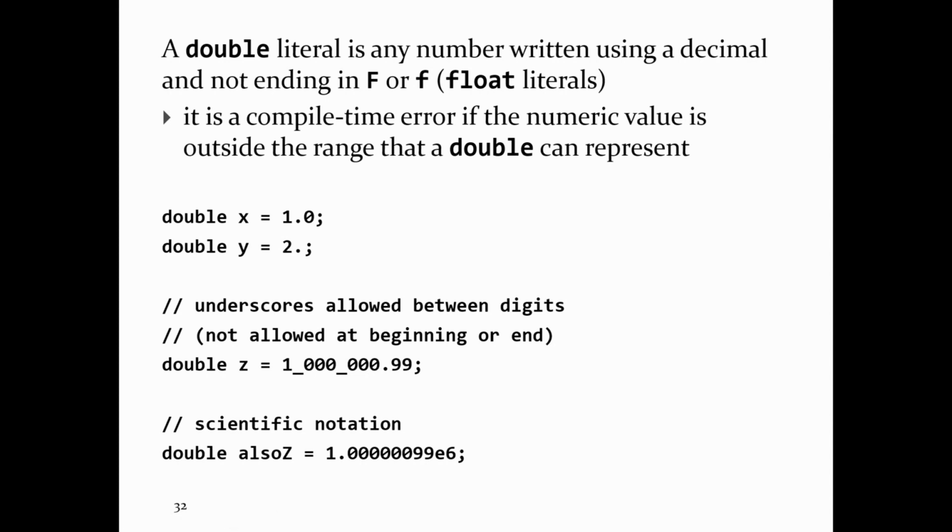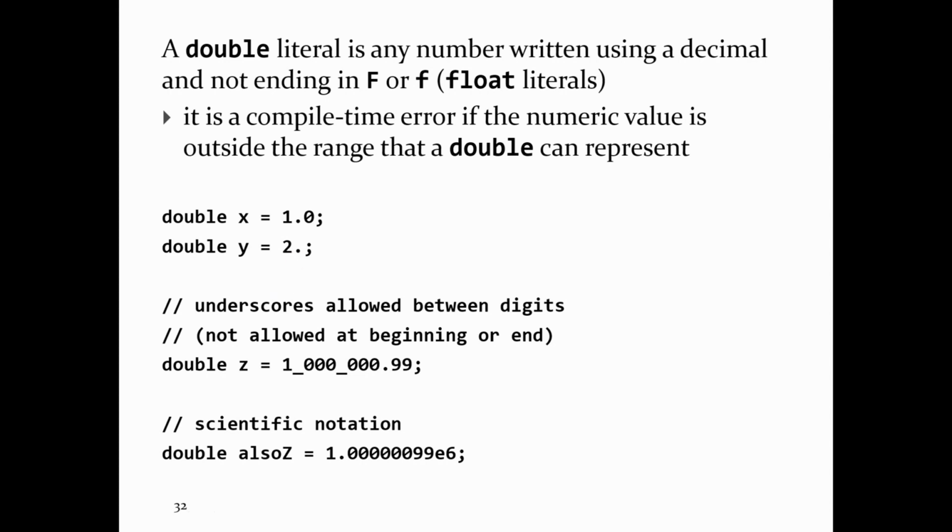Okay, so to write down a double number, you just write down a number with a decimal point in it. Any number that has a decimal point and does not end with F, either upper or lowercase f, is a double literal. If there's an F on the end, then it's a float literal. So you don't want to put the F on the end if you're using double.